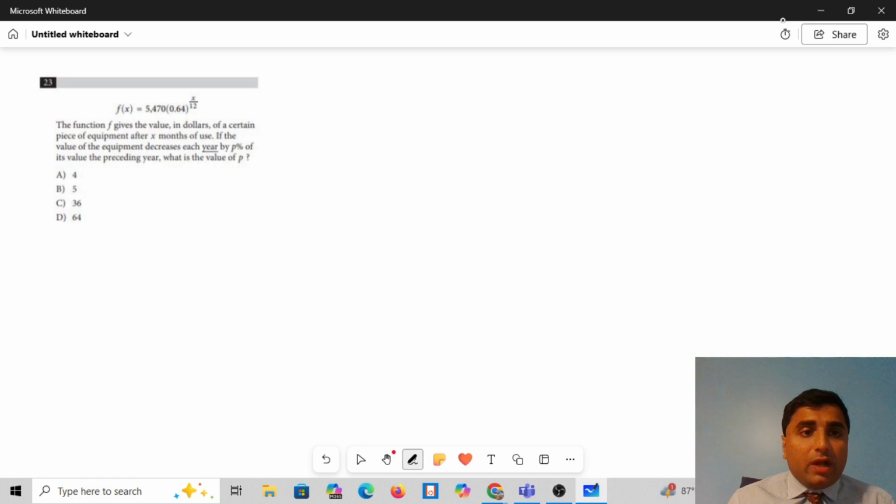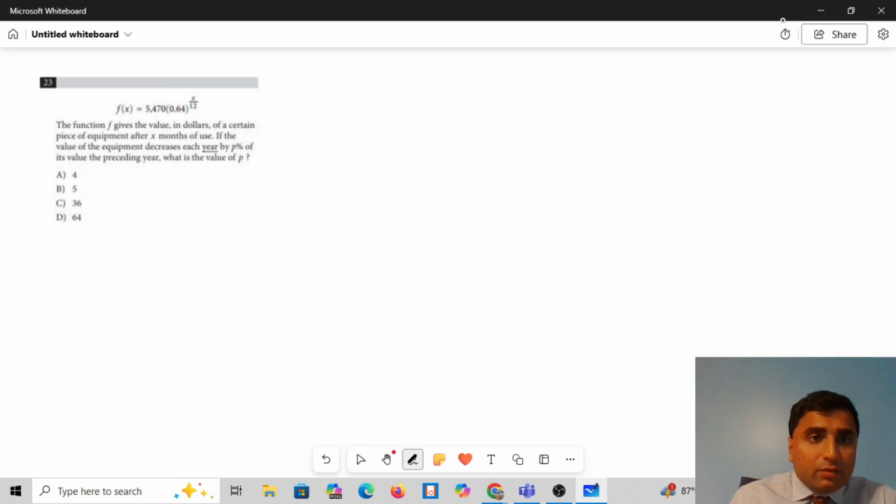So the value of the equipment decreases each year by P%. So that means that every 12 months, the value of the equipment is going to decrease by P%. And from this equation, we are seeing that f of x equals 5,470 multiplied by 0.64 raised to the x over 12th power, where x is the number of months. Okay, so every 12 months, the value of the equipment will decrease by P%.